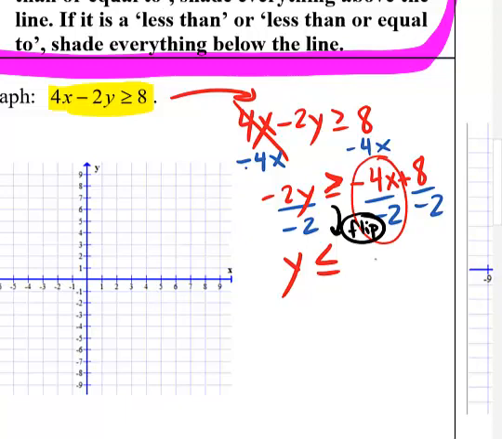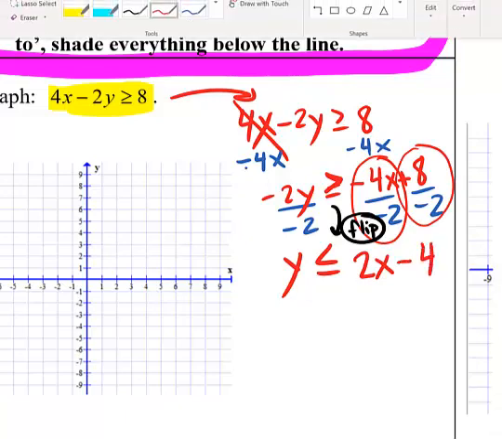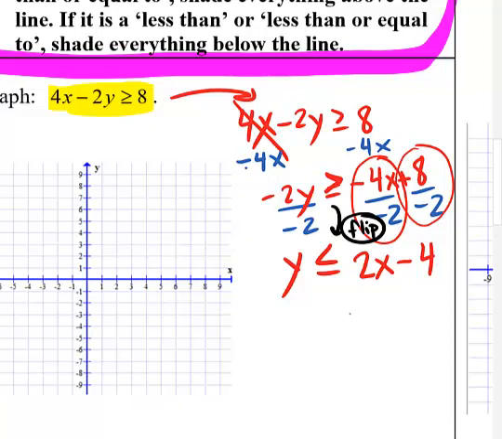And here it was negative 4x divided by negative 2. That becomes positive 2x. And a positive 8 divided by negative 2 would be negative 4. Just got to be a little bit careful on your algebra there. That could mess up your line. So it looks like the y-intercept is negative 4, and the slope is 2. So I'm going to graph that line.